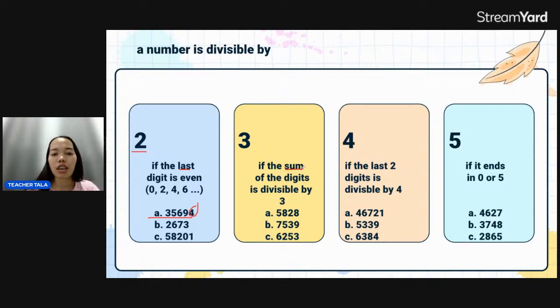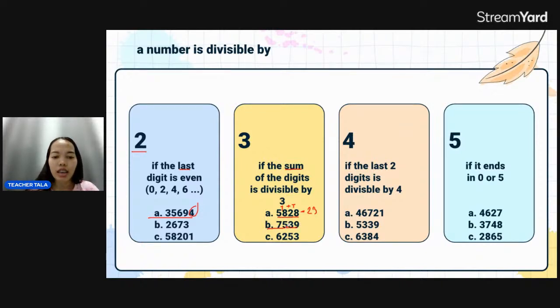Ano ba ibig sabihin nito? If the sum, what is sum? Sum is the answer when you add 2 or 3 or more numbers. Okay? So meaning, sa isang number, kapag i-add mo daw yung mga digits niya, ayan, 5 plus 8 plus 2 plus 8, kapag yung sum, yung result, is divisible by 3, that means yung number na yan is divisible by 3. So you don't have to perform to divide the number. Okay, so let's try. 5 plus 8, 13 plus 2, 15 plus 8, that's 23. Is 23 divisible by 3? No, 23 is a prime number. It can only be divided by 1 and itself.